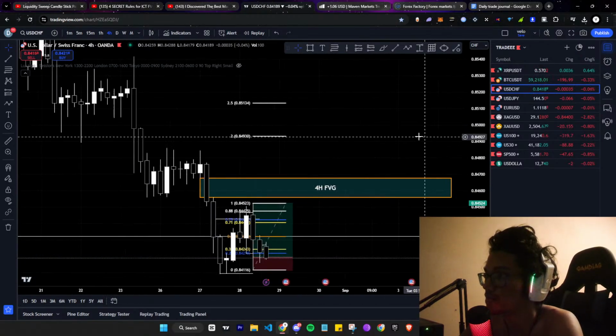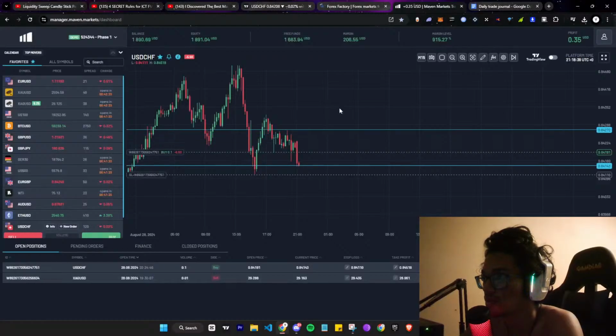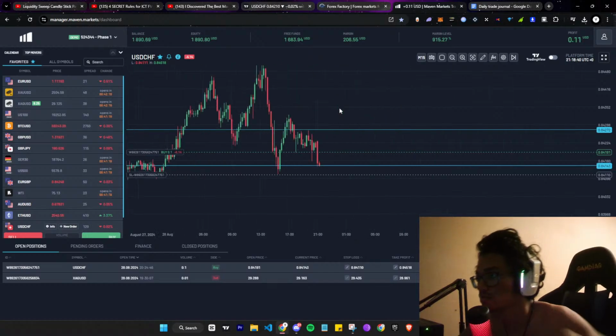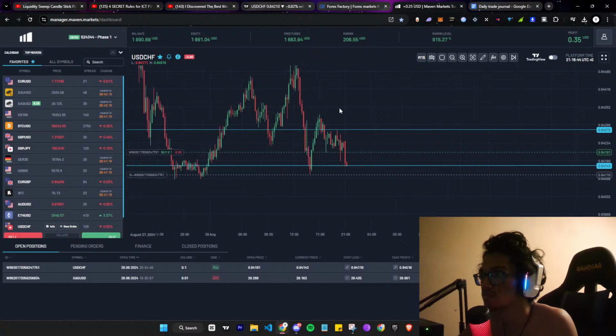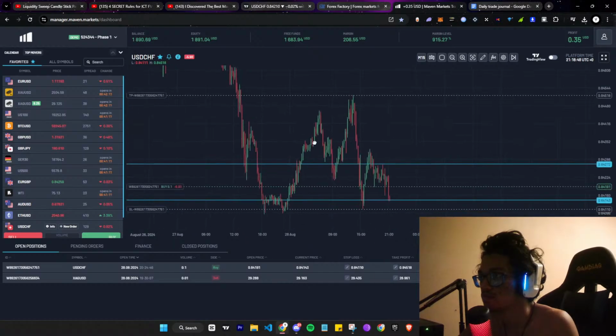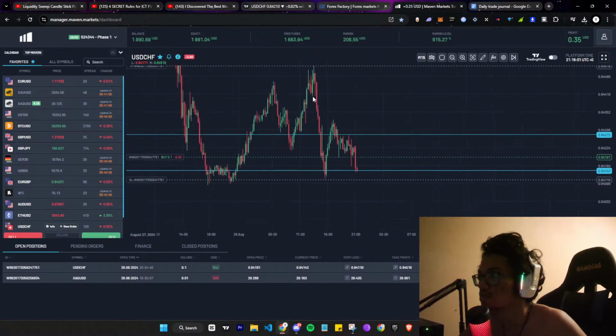So yeah, let me look at Forex CHF. Let's see. It's all good. It's going to go here and then reverse, because it rebalances this price range and then goes higher. That's what I'm expecting from price. It's all good though. It's all good.